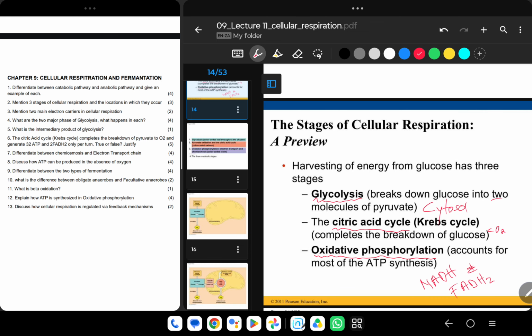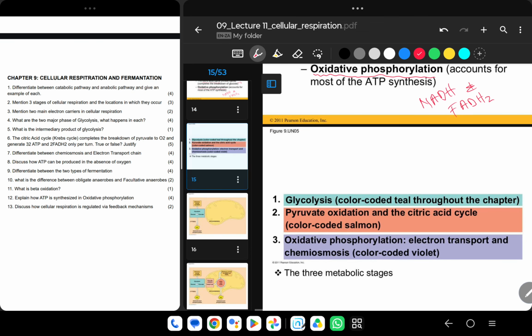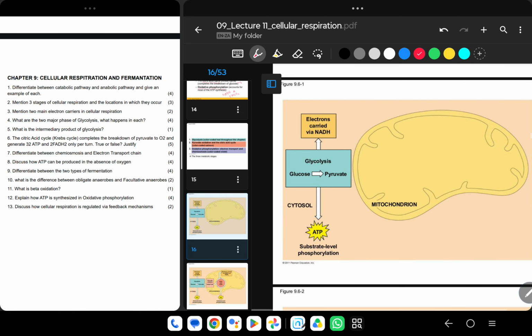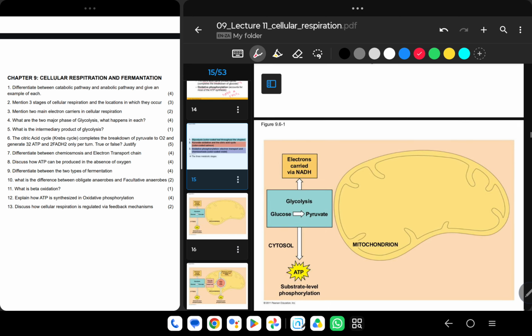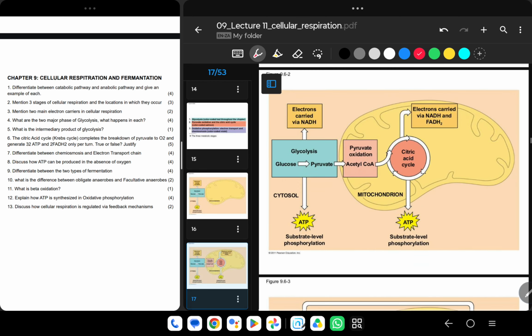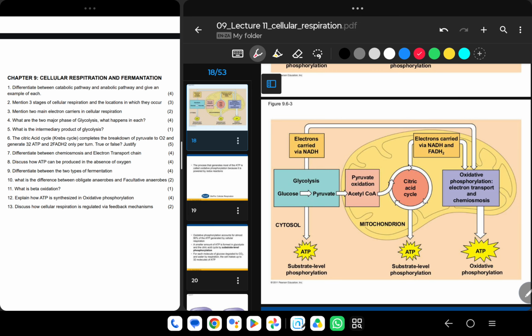So those are the two main phases of glycolysis. So this is basically, let me show this part. This is basically what happens in cellular respiration. So you must be able to have this picture in your mind.